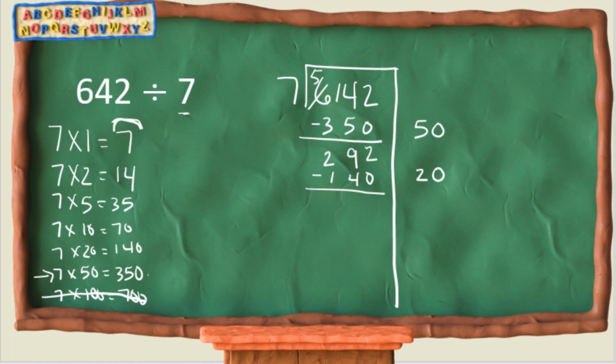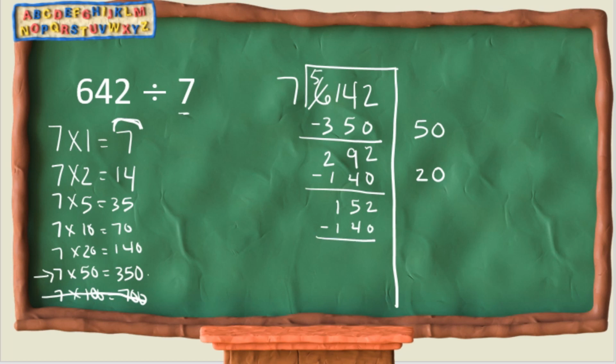Now take away 140 from 292. 2 minus 0 is 2. 9 minus 4 is 5. 2 minus 1 is 1. Again, think about which number goes closest to 152 without going over. And again, that is 140. So I'm going to take away 140.